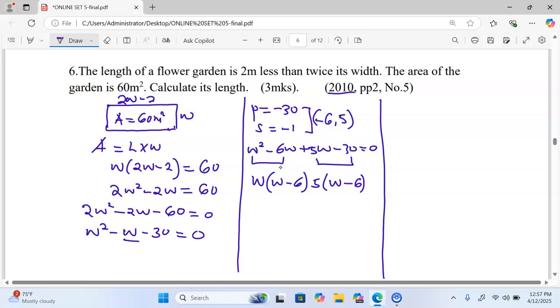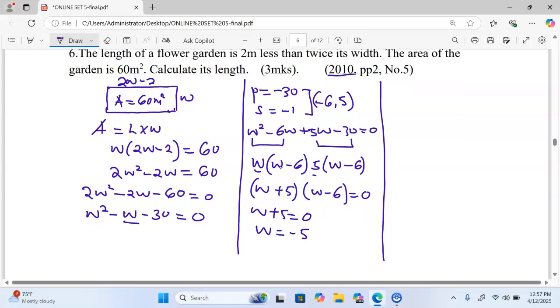We can now combine the two terms outside the brackets, W plus 5. We pick one of the brackets since they are the same, and this is equal to 0. Therefore, W plus 5 is equal to 0, meaning W is equal to minus 5, or again W minus 6 is equal to 0, meaning W is equal to positive 6. We are going to ignore the negative value of W since the width cannot be negative, and therefore we have the width as 6 meters.